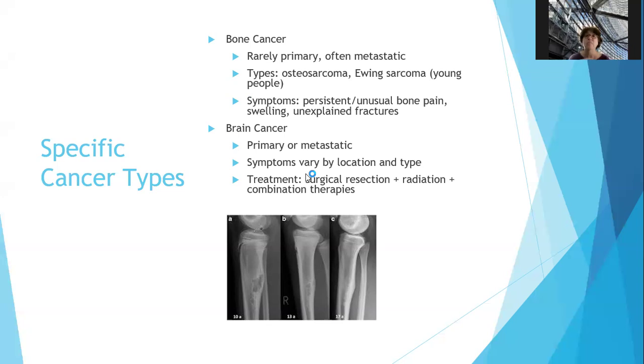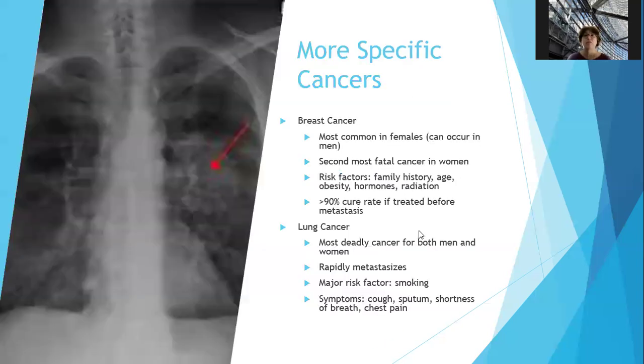Brain cancer can be primary or metastatic, and the symptoms are going to vary by where the tumor is. So the treatment for brain cancer is typically surgery and radiation and then combination therapies. So yeah, you don't want that. You don't want any of these really.